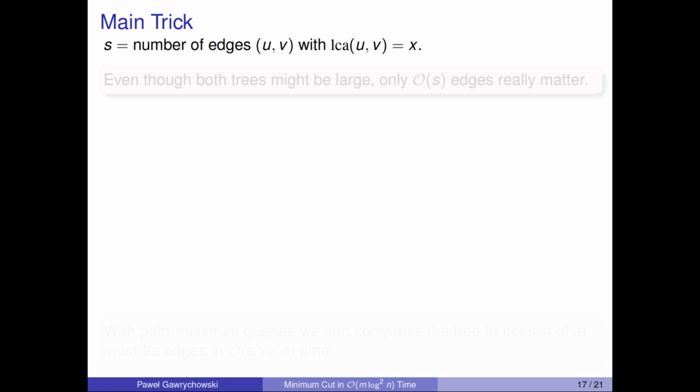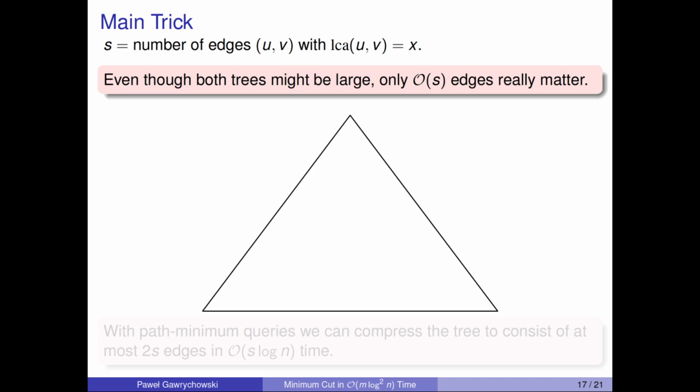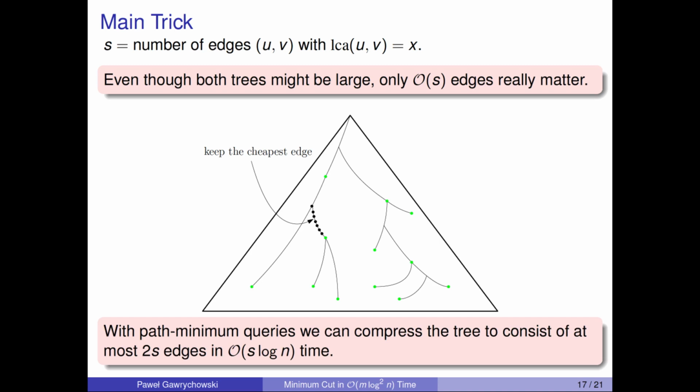Well, let S be the number of edges UV with the LCA equal to X. So it turns out that even though the subtrees might be very large, you can always compress them because only O of S edges really matter. And this is because of the following. Let's think about one of those trees. The green nodes are the endpoints of the cross edges, and take the subtree induced by those green nodes. Now, when you have a long path in the induced subtree, and there are no green nodes on this path, then you only want to keep the cheapest edge from this path. Only this edge is possibly interesting. So with path minimum queries, this allows us to compress the tree to consist of at most 2S edges in S log n time. So that's the main trick in the reduction.